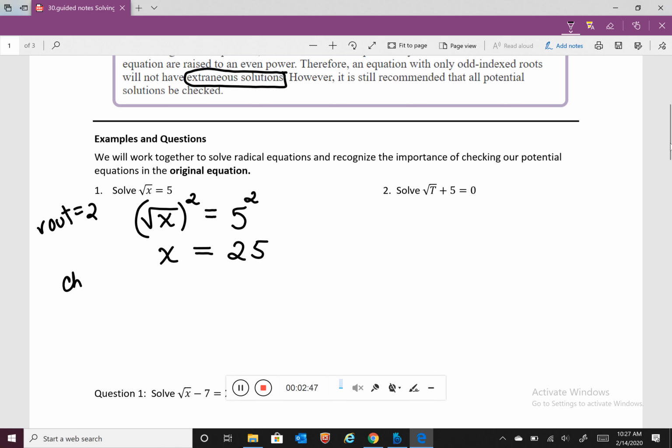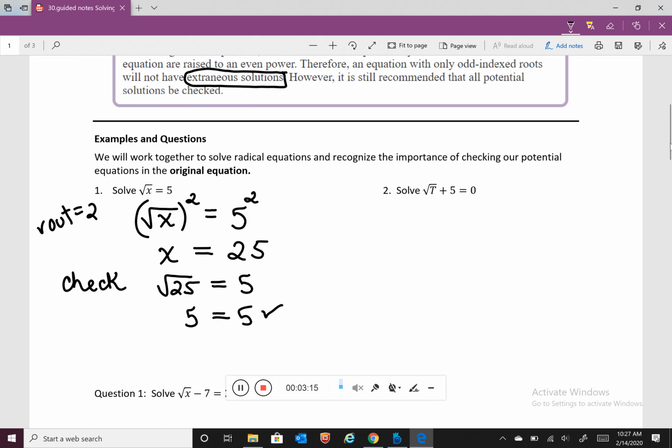And then we're going to check this. So we're going to let x be 25, and we're going to substitute this into the original equation. So we have the square root of 25. Is that indeed equal to 5? Remember, with a check, you always simplify all the way through. So we see that 5 is equal to 5, and this is showing us that this is a solution.